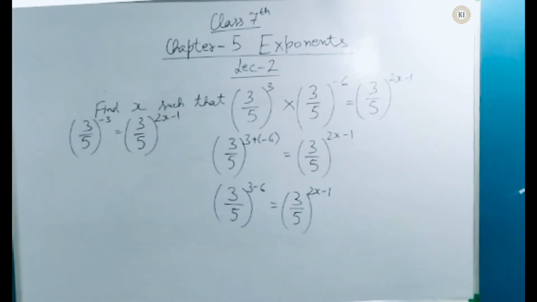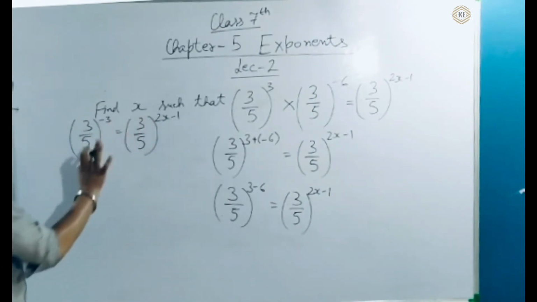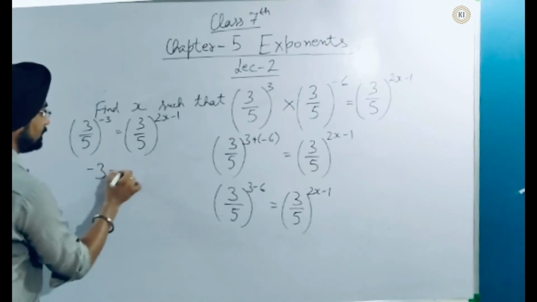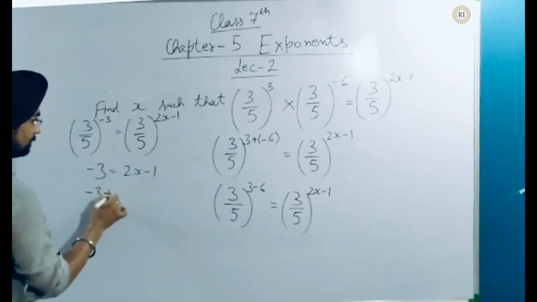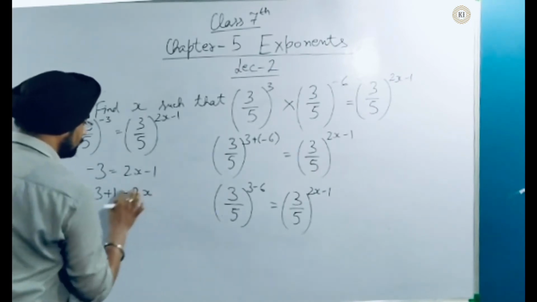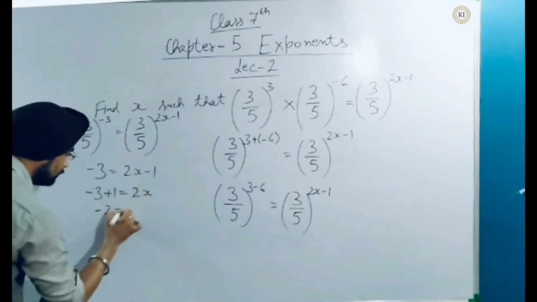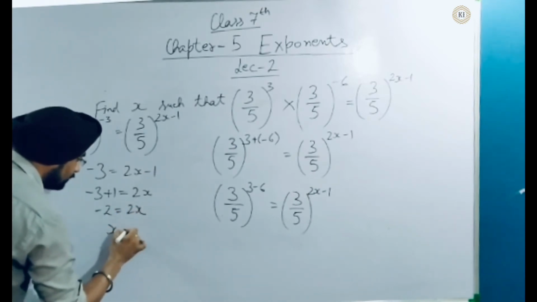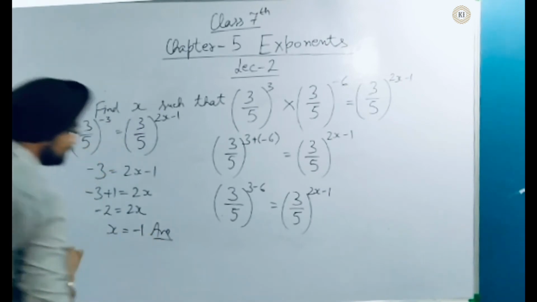Now you can see that on the left hand side and on the right hand side both the bases are same. So we simply equate the powers. We will not write the base, we will simply write the powers. So -3 = 2x - 1. Transferring -1 to this side, plus 1: -3 + 1 = 2x, so -2 = 2x. The value of x will be -1, and this will be the result.